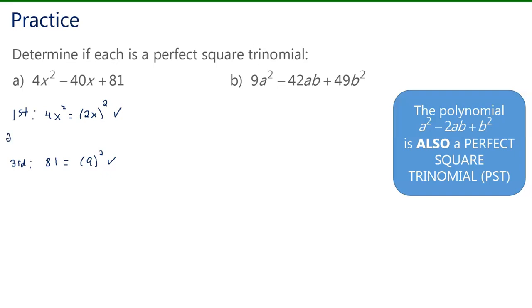Finally, let's look at the second term. The second term should be 2 times 2x times 9, which is 36x. But guess what? We don't have 36x or negative 36x. This is not equal to 40x, meaning that this trinomial is not a PST. Let's look at B. Let's look at the first term.